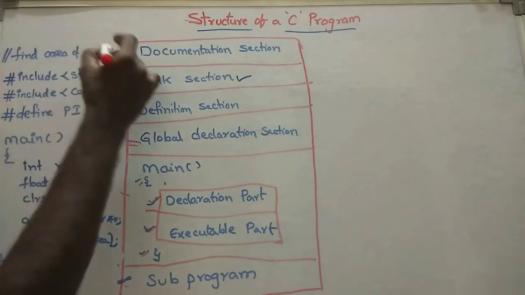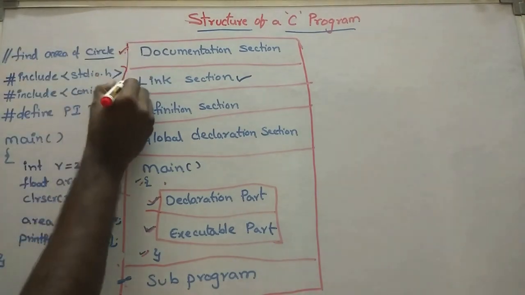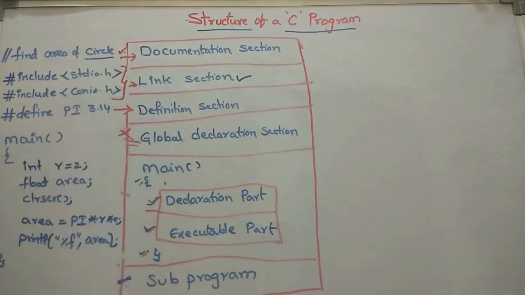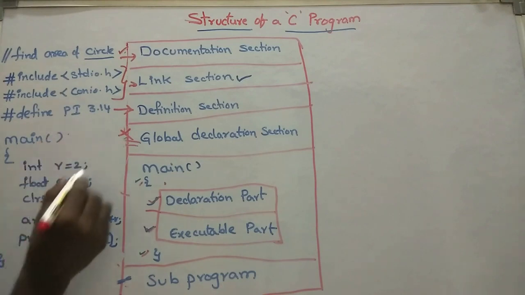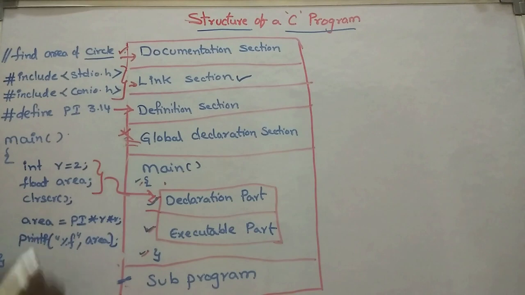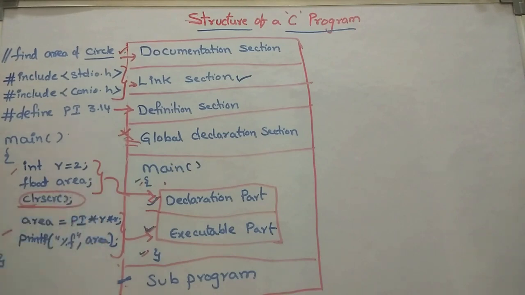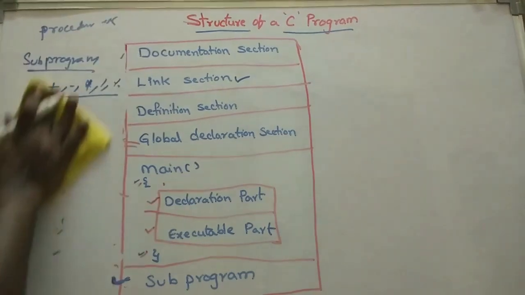See here, first I define the documentation section, and these are the link section. Now it is the definition section. The global section is not needed for my program. Now it is the main part. In this main part, one part is the declaration part and another part is the executable part. The declaration part and the executable part are separated by the clear the screen. Before clear the screen there is the declaration part, and after it is the executable part. And then close the main method. It is the one best example to represent the structure of a C program. Clear? I think all of you are clear about this structure of C program.